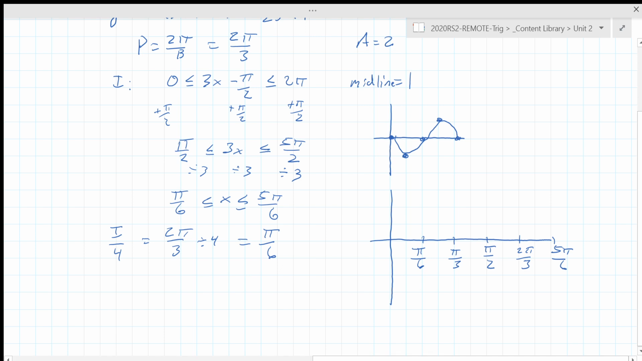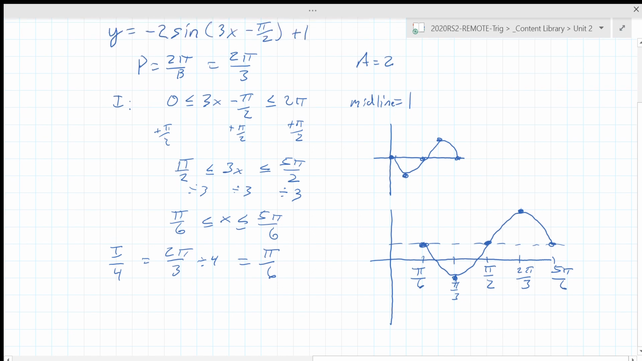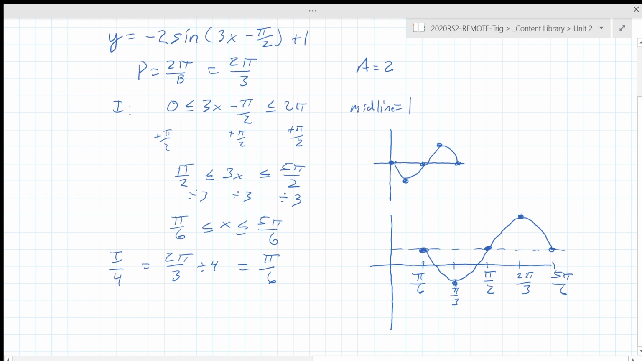All right, we have a midline at 1. So I'm going to graph this midline at 1. And since it's a sine function, it will start at the midline, at the left side of the interval. And this is a negative sine function, so we're going to go down the amplitude. We're going to go down 2, back to the midline, up 2, back to the midline. So there's our graph of negative 2 sine 3x minus pi halves plus 1.